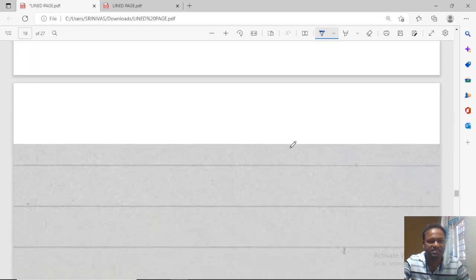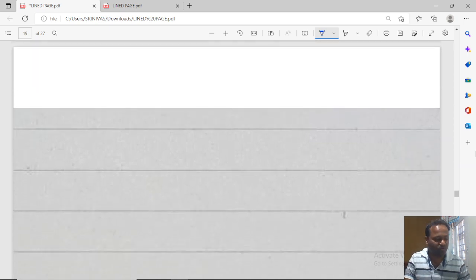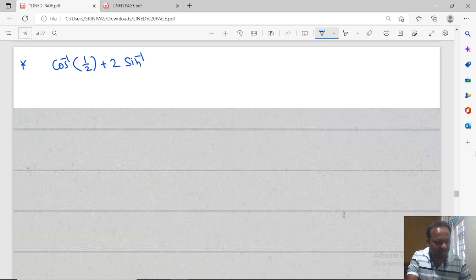Okay. In a similar method, I will do one more problem. What is that? Cos inverse of 1 by 2 plus 2 sin inverse of 1 by 2. We need to find this value. Very simple. Solution: cos inverse 1 by 2.